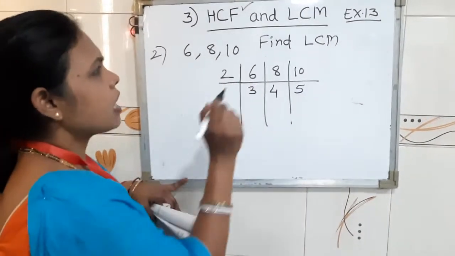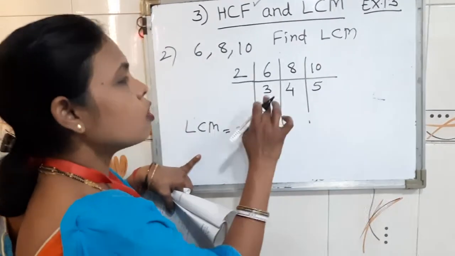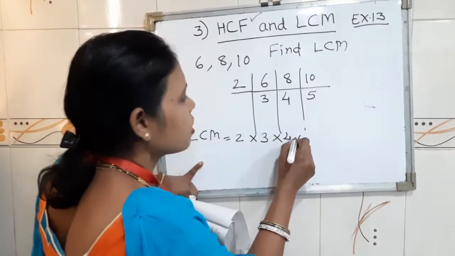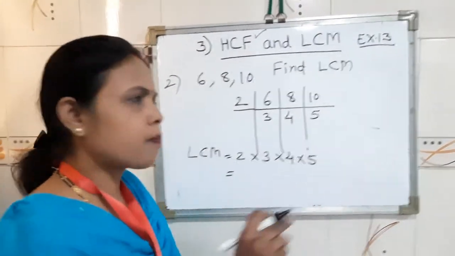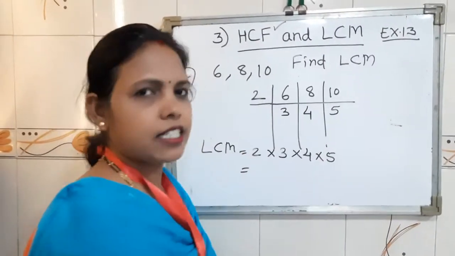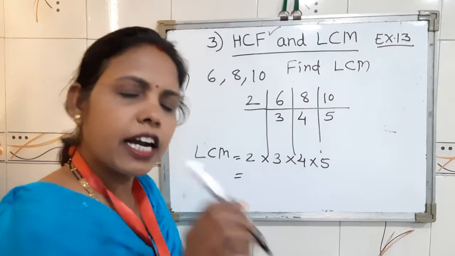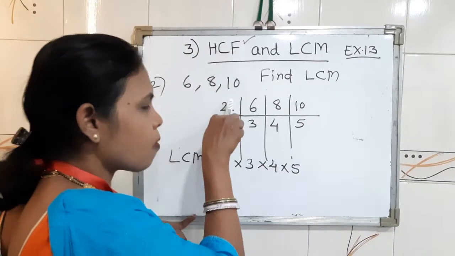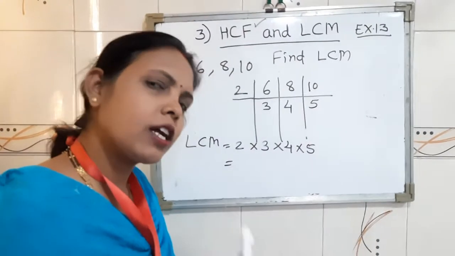Then, what will be your LCM? LCM equal to 2 into whatever the remaining numbers are there, that is 3 into 4 into 5. Children, here one more point is there. Suppose in the same question, someone asks you what will be the HCF? So children, whatever the common terms you are getting, that one is your HCF. And which one are we multiplying? This common number multiplied by all these remaining terms, that one is your LCM.